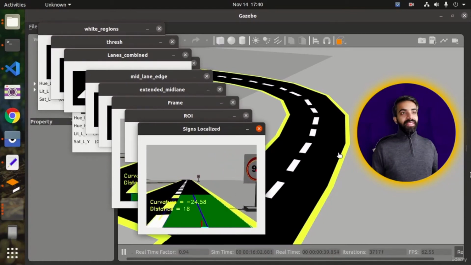So this completes the classification stage of the sign detection module, and now we can proceed to the next step to complete our sign detection module as a whole, and then proceed to the control stage.